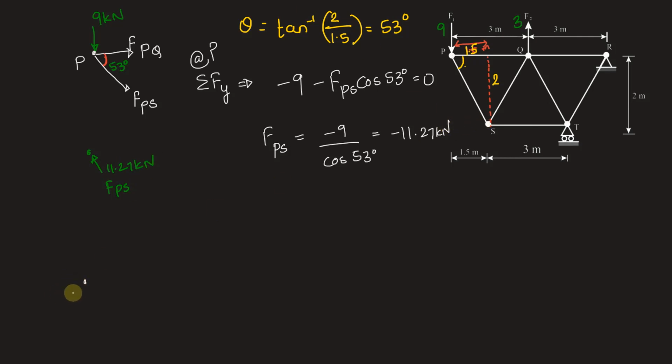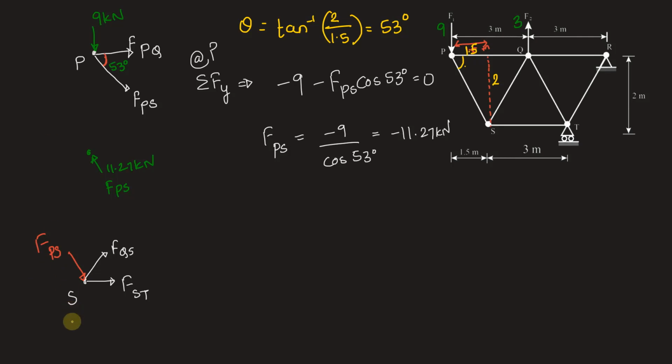At joint S, the applicable forces are FST, the force in member ST, the force in member QS, which we need to find out, and the force in member PS, which we already found as 11.27. But be careful while marking the force because FPS is towards joint P. It is compressive. So to mark a compressive force, we will mark it towards the joint, that is towards S. So this is FPS.